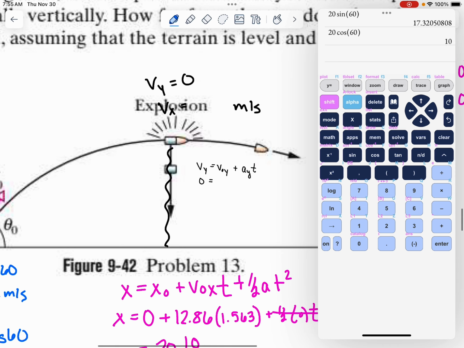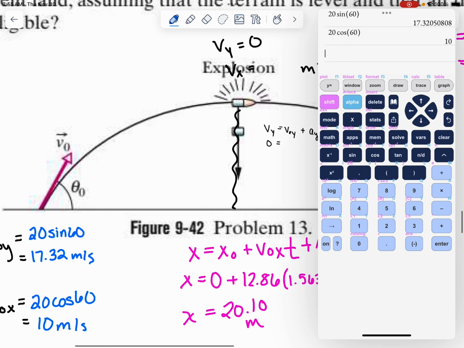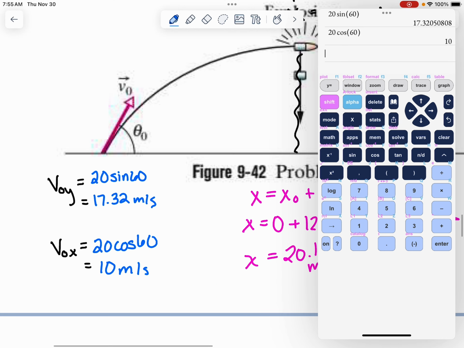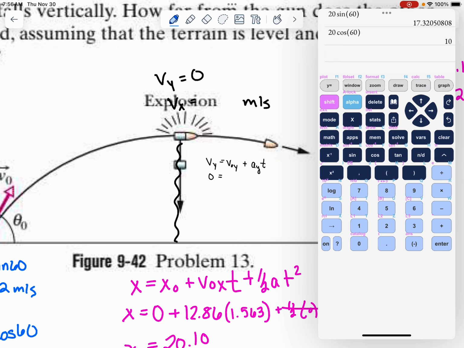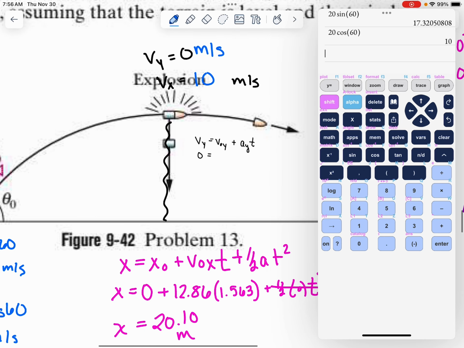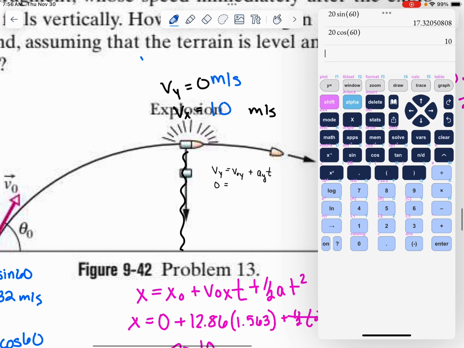So the y velocity at the tippy top is 0, and the x velocity at the tippy top, because the problem doesn't say anything about air resistance, is still 10. We learned that back in, I think, chapter 4 when we did projectile motion. So those are the velocities at the tippy top, just based off some old school things.